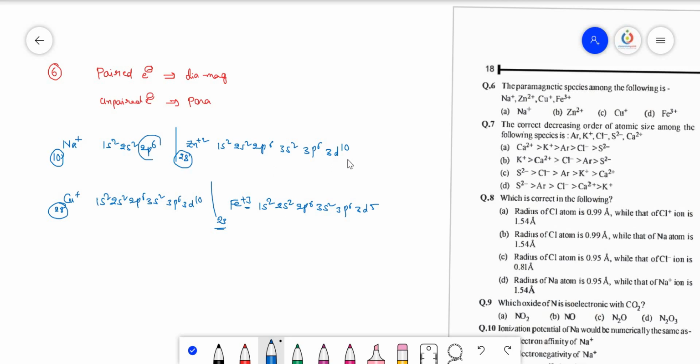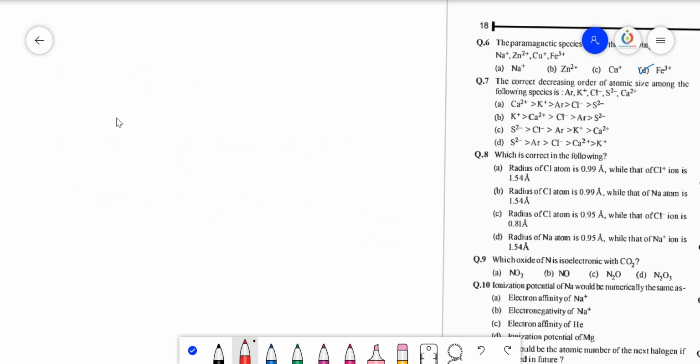You can see the last orbital is completely filled in the first 3 cases. But in this case it is not completely filled, only half filled. So you can put the electrons like this, meaning all are unpaired electrons. So Fe plus 3 is paramagnetic in nature.